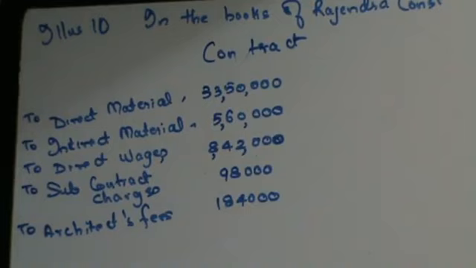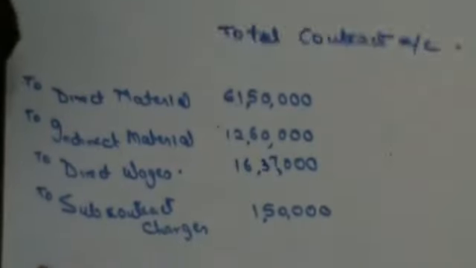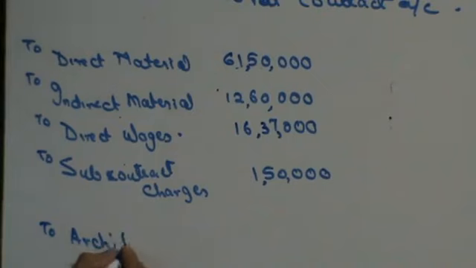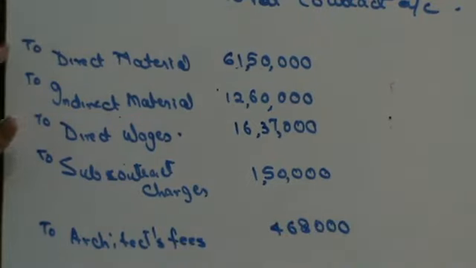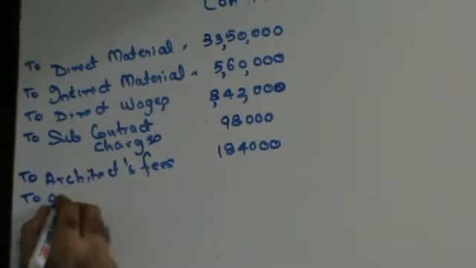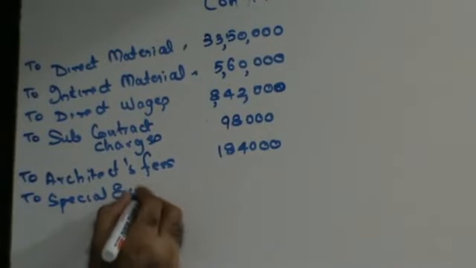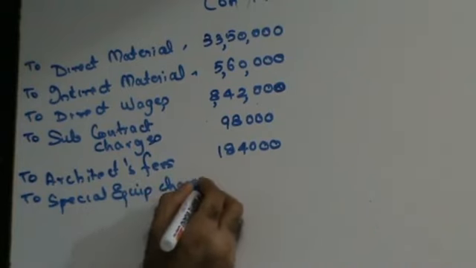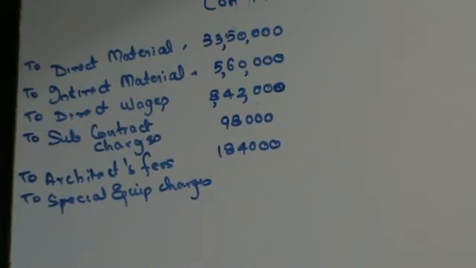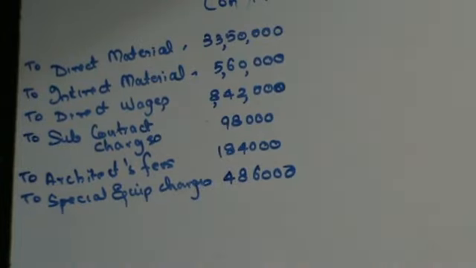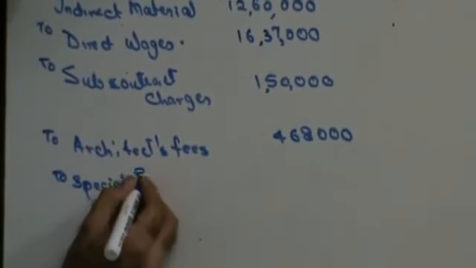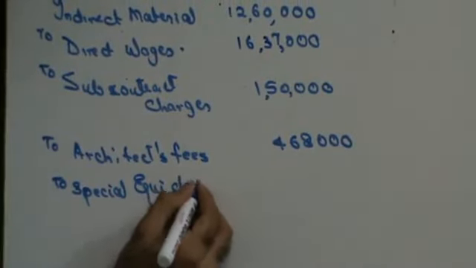Next, to architects' fees, 1,84,000. Debit expenses. I'm writing all your expenses on the debit side. In the total contract, architects' fees are 4 lakh 68,000. Next, special equipment charges. Administrative overheads, I missed, okay, we'll just come back to it. To special equipment charges, 4,86,000. Someone just cross check that. In the total contract, how much is it? 7 lakh 40,000.